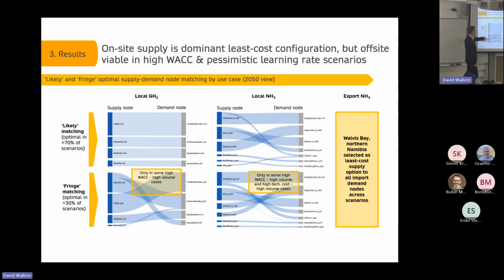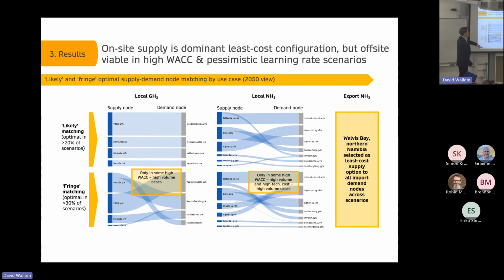There are exceptions that start emerging where you see some weird configurations where a plant 200 kilometers away feeds a demand node. But generally those only happen when you see really high costs of capital and higher volumes. The higher volume basically means that your delivery cost, your levelized delivery cost, is lower, and therefore it makes sense to transport things over long distances.